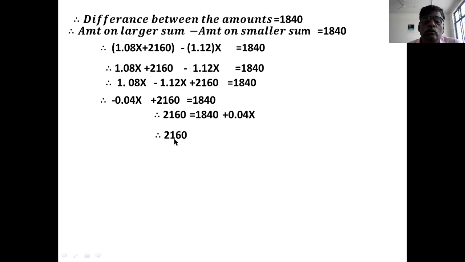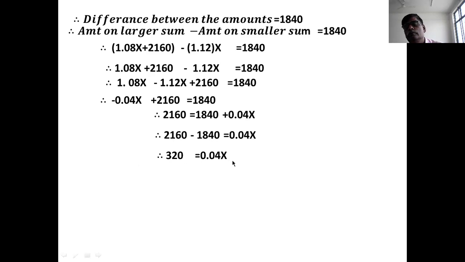Therefore, 2160 minus 1840 is equal to 0.04x. Interchange value. Therefore, 320 is equal to 0.04x. Therefore, 320 divided by 0.04 is equal to x. Therefore, x is equal to 8000. X is equal to 8000.